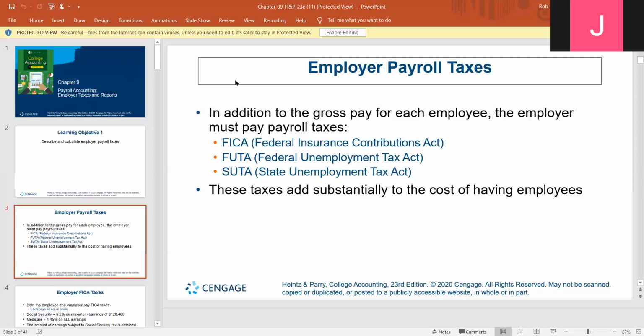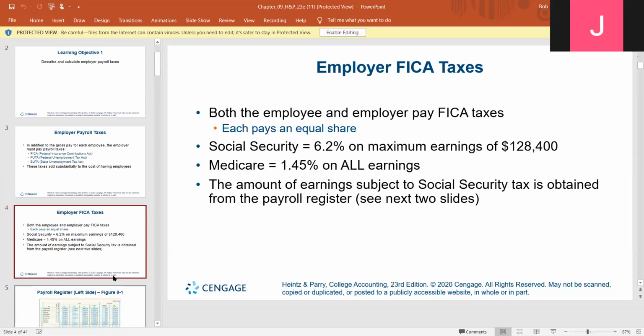Yeah, you don't realize if they're paying you $10 an hour, they're paying an extra 62 cents for Social Security. So look at this now. Both the employer and the employee pay FICA taxes. Each pays the same amount. Social Security equals 6.2% on maximum earnings of 128,400. You're not going to have to memorize the maximum earnings that changes from year to year. It'll be given, whatever they're going to use on tests or in the book, they'll give to you. Medicare, remember, is on all earnings. There's no regression there. Everybody pays the same flat amount.